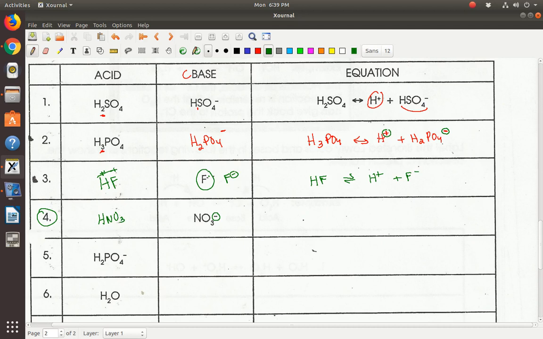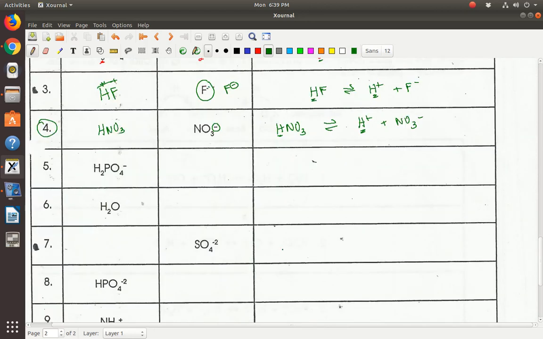This is nitric acid. So the equation would be HNO3 forms 1 hydrogen and the NO3 minus ion. So it donates that 1 hydrogen right there. This one donates that 1 hydrogen right there. This one donates 1 of the 3 right there. This one donates 1 of the 2 right there. So that's pretty easy. Let's think about this next one.